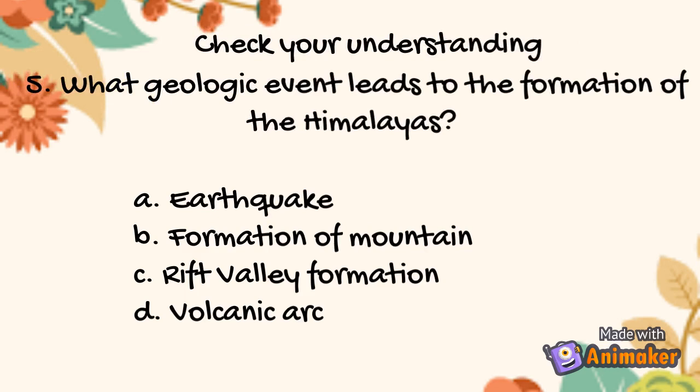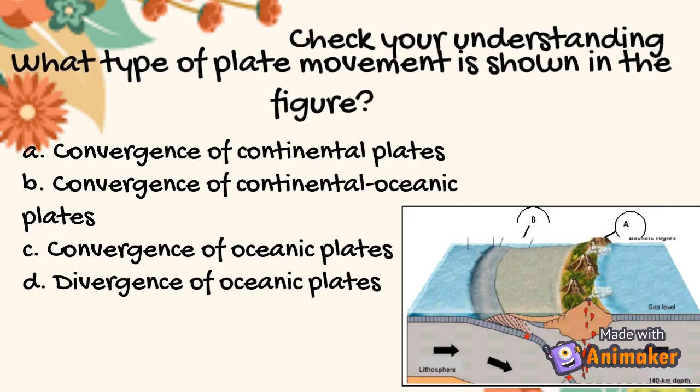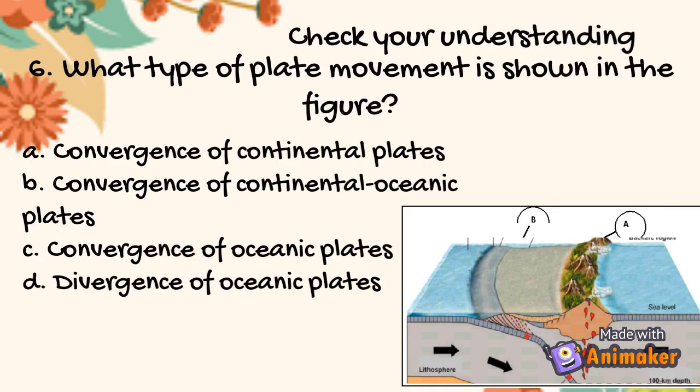5. What geologic event leads to the formation of the Himalayas? A. Earthquake. B. Formation of mountain. C. Rift Valley Formation. D. Volcanic arc. 6. What type of plate movement is shown in the figure? A. Convergence of continental plates. B. Convergence of continental oceanic plates. C. Convergence of oceanic plates. D. Divergence of oceanic plates.